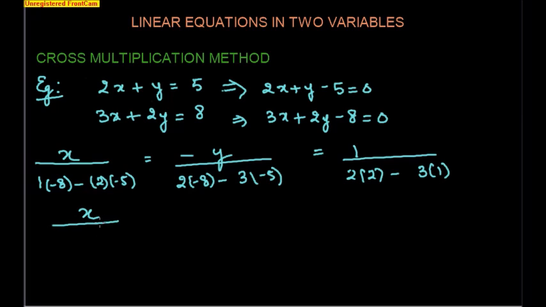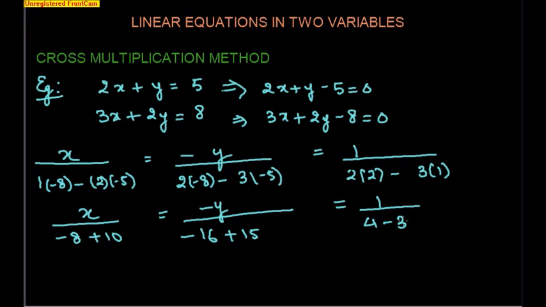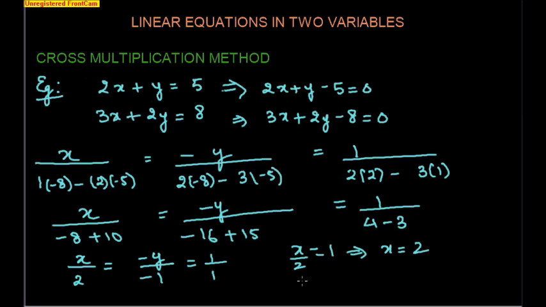So x upon minus 8 plus 10, and here I get minus 16 plus 15, and this is 4 minus 3. So I get x upon 2, minus y upon minus 1 and 1 upon 1. So I again equate the coefficients, the x part with the constant part, and I get x equal to 2. And when I equate the y part to the constant, I get y equal to 1.